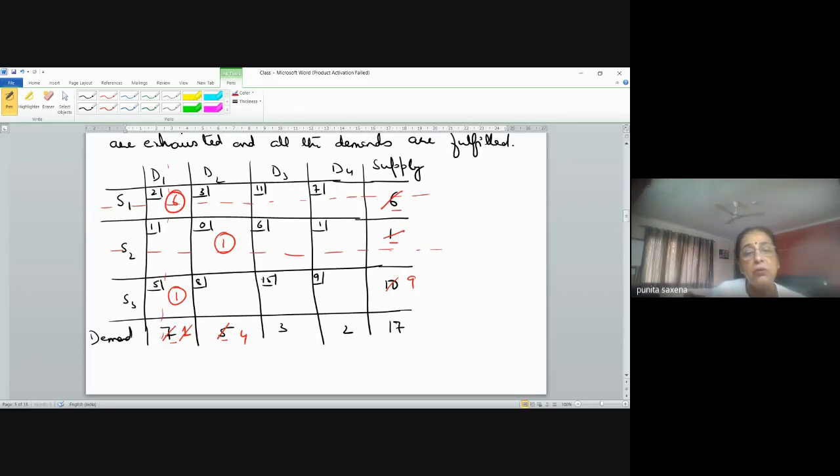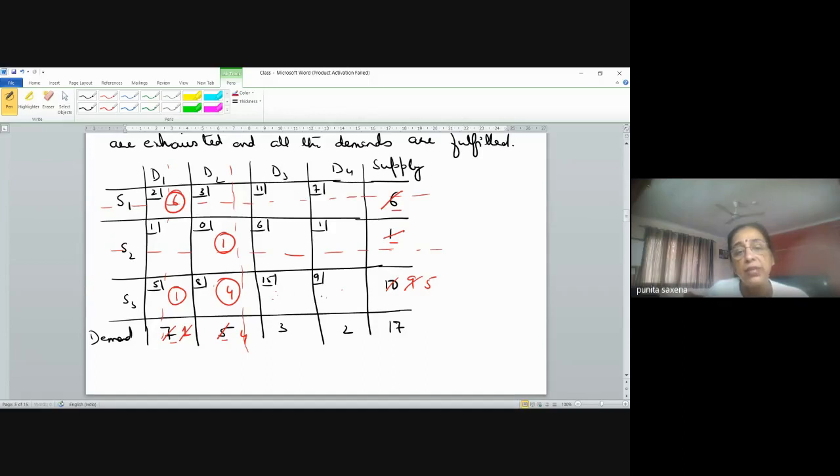Okay. Now the next choice. Now it is between 8, 15 and 9. Which is minimum? 8. How much can you supply? 4. How much are you left with? 5. Right? What happened? This column is exhausted.